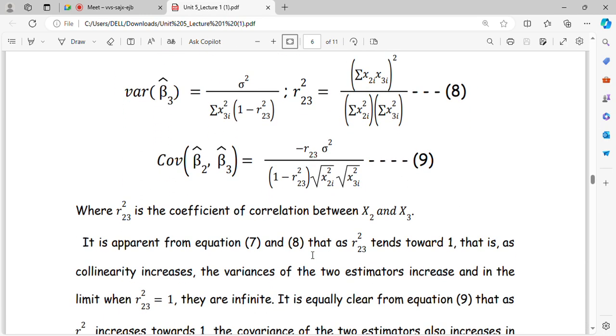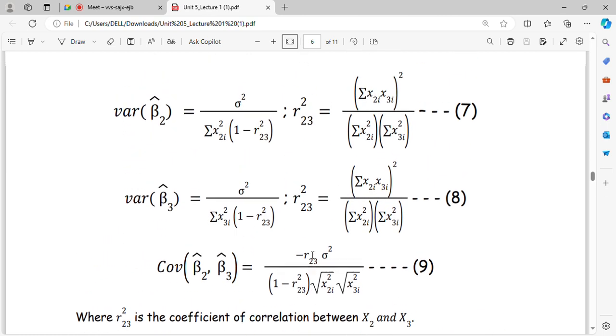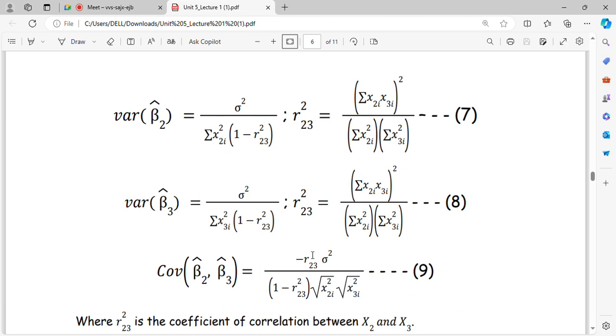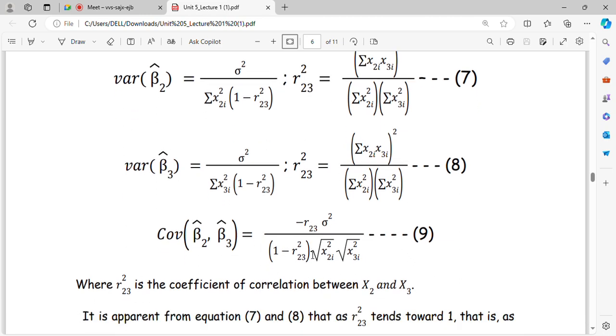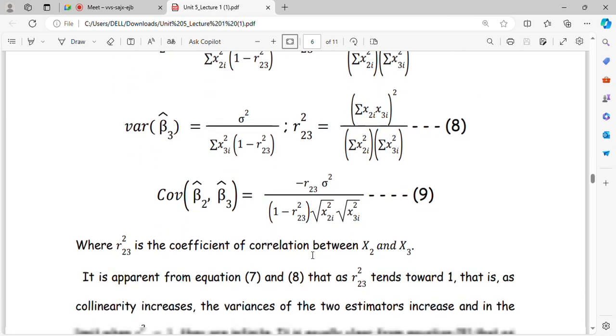So it is apparent from equations 7 and 8 that as r square 2 3 tends towards 1, that is, as collinearity increases, the variances of the two estimators increase, and in the limit when r square 2 3 equals 1, they are infinite. Why? Because if r square 2 3 is 1, that means 1 minus 1 is 0, and something divided by 0 is infinity, right? That means if there exists perfect multicollinearity, then the variance of beta 2 hat will be indeterminate.